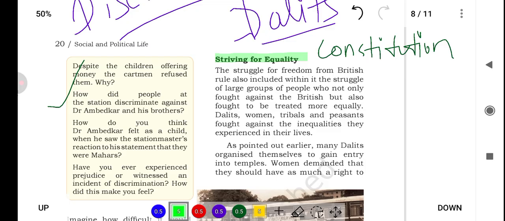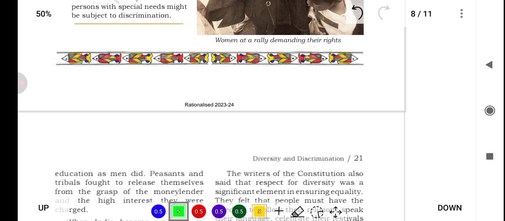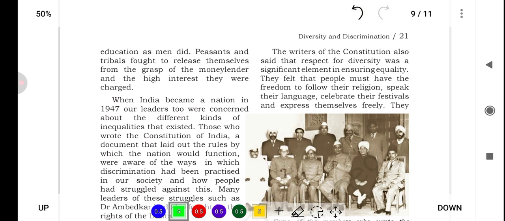Women demanded that they should have as much a right to education as men did. Peasants and tribals fought to release themselves from the grasp of the moneylender and the high interest they were charged. When India became a nation in 1947, our leaders too were concerned about the different kinds of inequalities that existed.